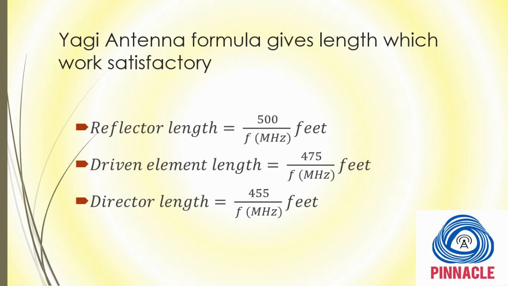Further addition of directors can be done in intervals of 0.15 lambda, to increase the gain even up to 12 dB, as is required for fringe area reception. For example, an 11-element Yagi antenna having D2, D3, D4, D5, D6, D7, D8, D9 would have the lengths 0.427 lambda, 0.40 lambda, 0.38 lambda, 0.36 lambda, 0.32 lambda, 0.304 lambda, 0.29 lambda respectively.